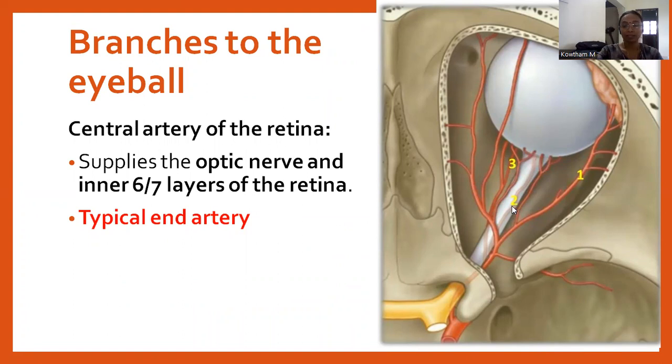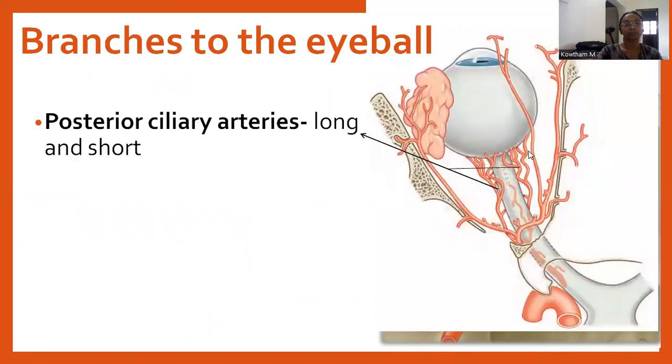Okay. Now the characteristic feature of the central artery of the retina is that it pierces the optic nerve, and it supplies the optic nerve and inner 7 layers of the retina. Then come to the eyeball. So branches to the eyeball. You can see numerous branches are given to the eyeball. They are nothing but the posterior ciliary arteries. They may be arranged as long and short arteries.